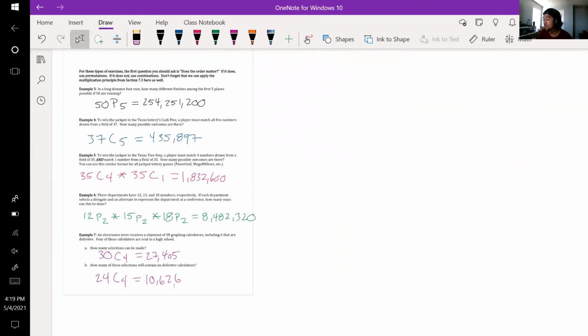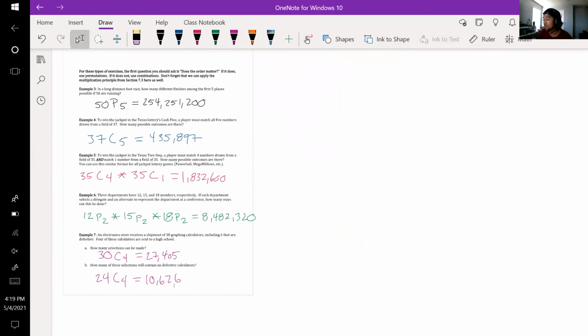So again, it's used to find the number of ways all items in a population can be ordered. Okay. All right. Next is something called permutations and combinations.